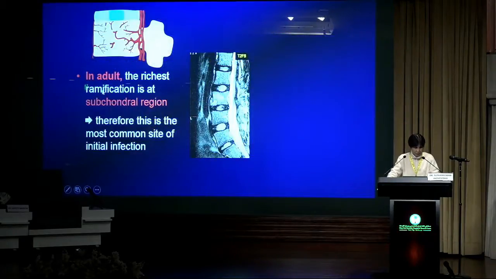And how about adults? In adults, the richest ramification is at the subchondral region, and therefore this is the most common site of initial infection.